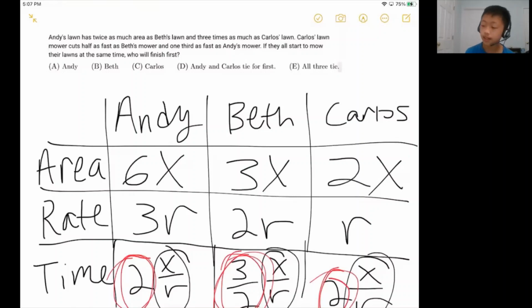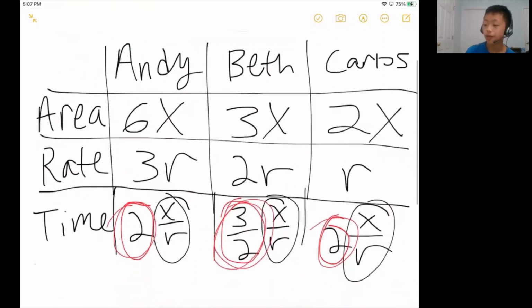I think the idea was to organize your way of storing the information. So you didn't really need a table, but maybe with the table, it's a lot more organized and it's a lot easier to see what goes with what. And we just use the information to find the area and the rate for each of the 3 people. And then using that, we found the time. And we just compared it like that.